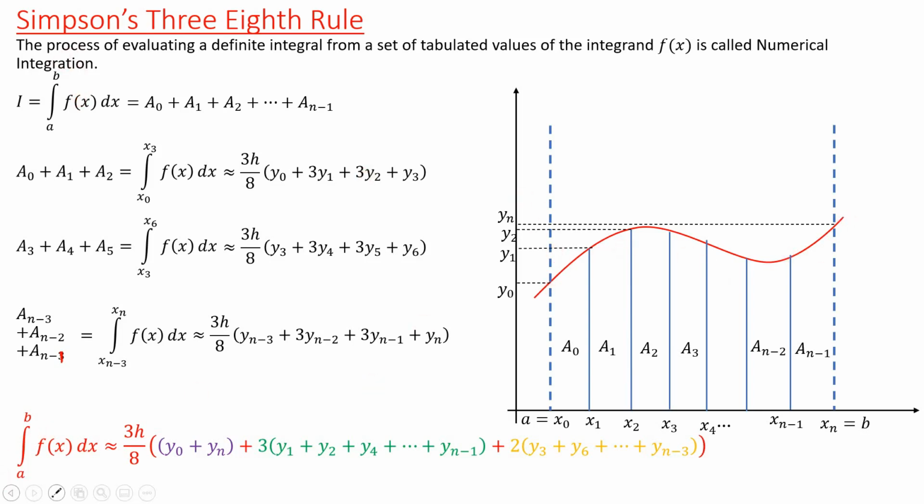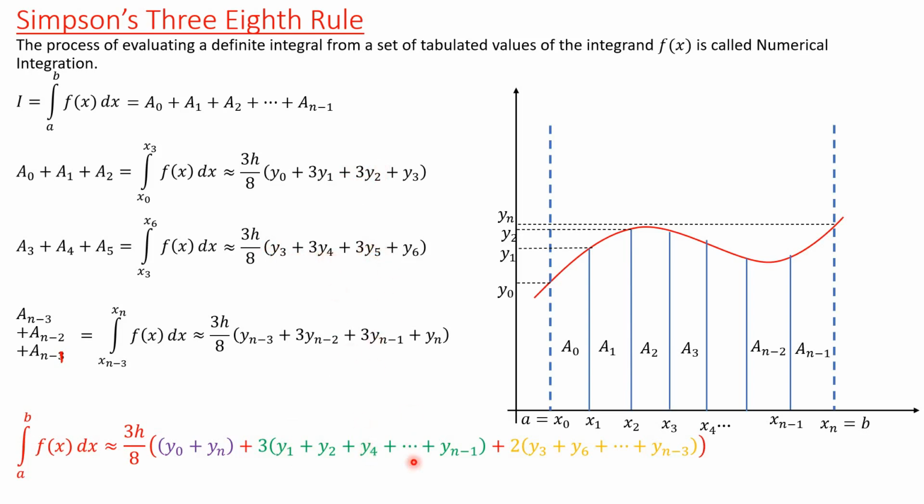Okay, so after adding all this, we will get our integral, or this required area, which is equal to, so integration a to b f of x dx is approximately equal to 3h by 8. Now see, y0 will occur only in the first set, yn will occur only in the last set. So 3h by 8 times y0 plus yn plus 3 times y1, look here, this 3 times y1. Okay, then y2 will also repeat 3 times, so y1 plus y2 plus y4.